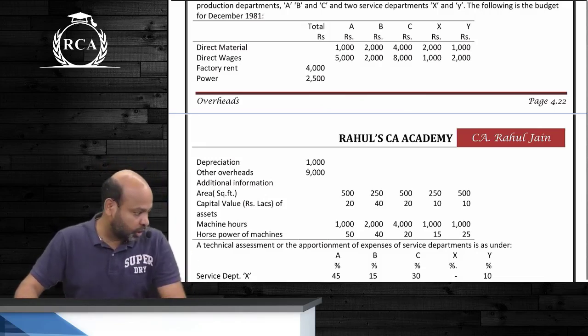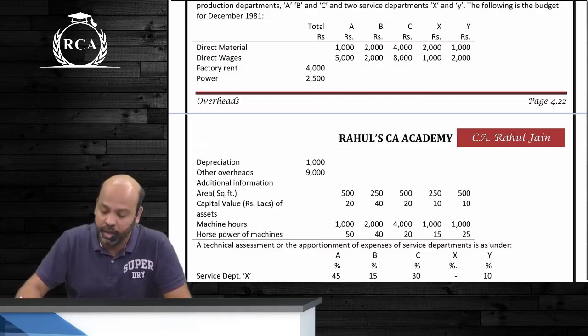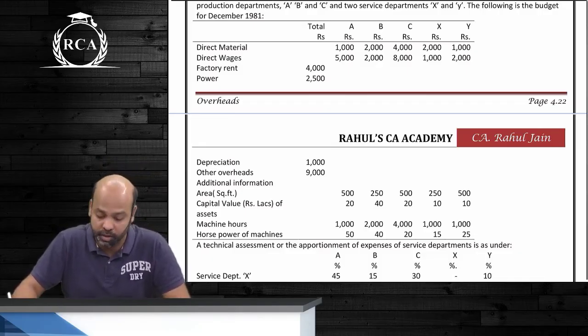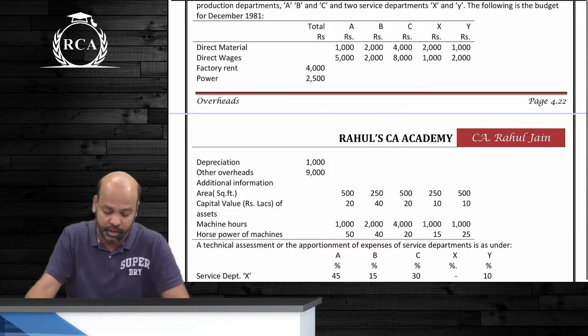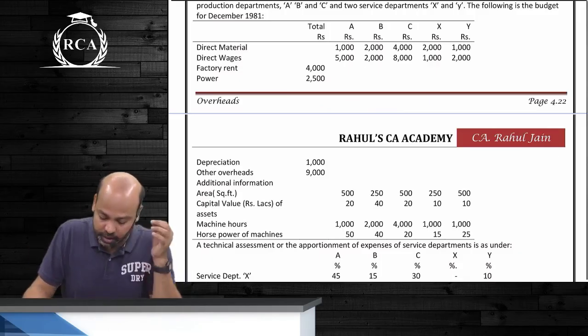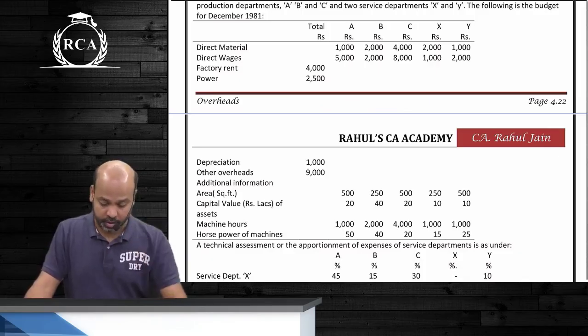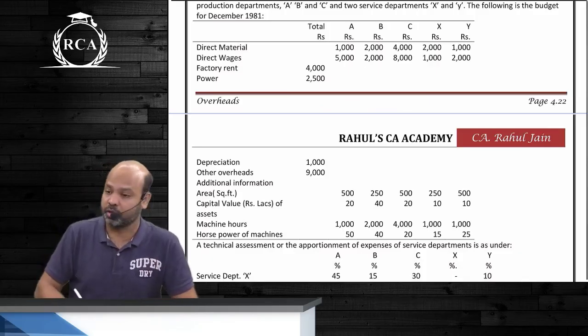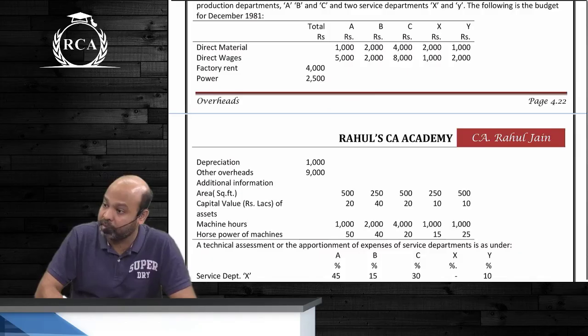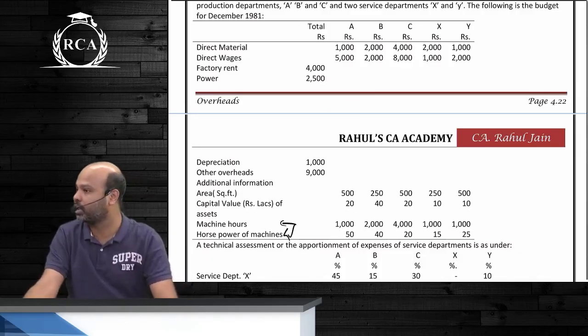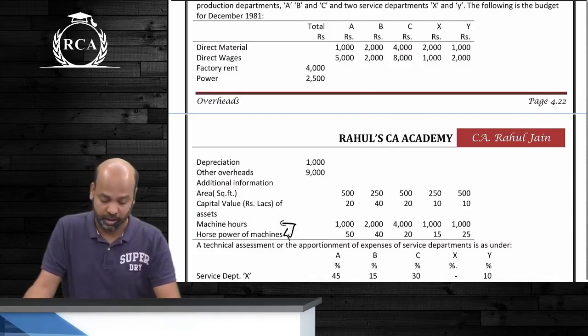So guys, you're supposed to include direct material and direct wages in the computation of overheads. After that, beta, you will take factory rent and allocate it in the ratio of area, guys. And power cost will be allocated in the ratio of horsepower multiplied by machine hours. This is the ratio, guys. You'll have to multiply them and then divide it in the ratio of that.